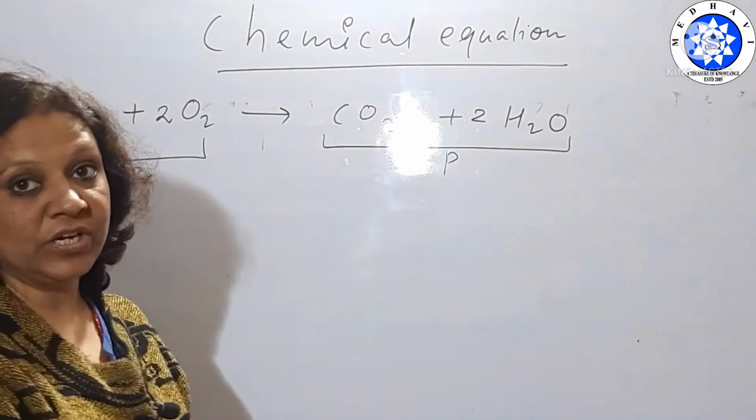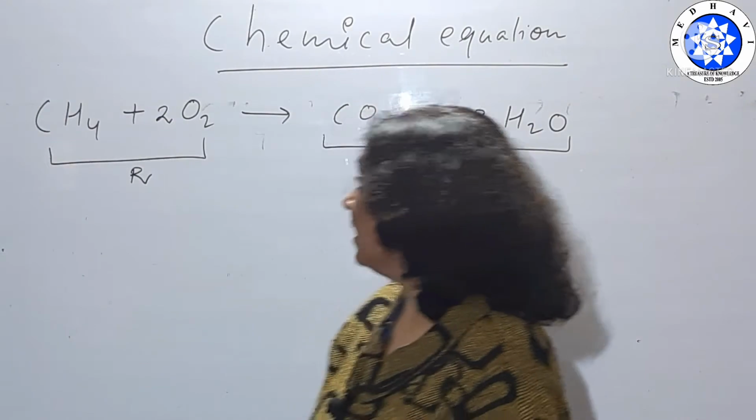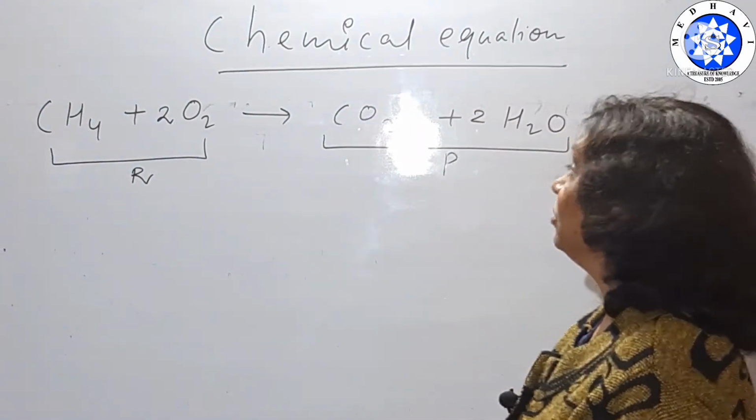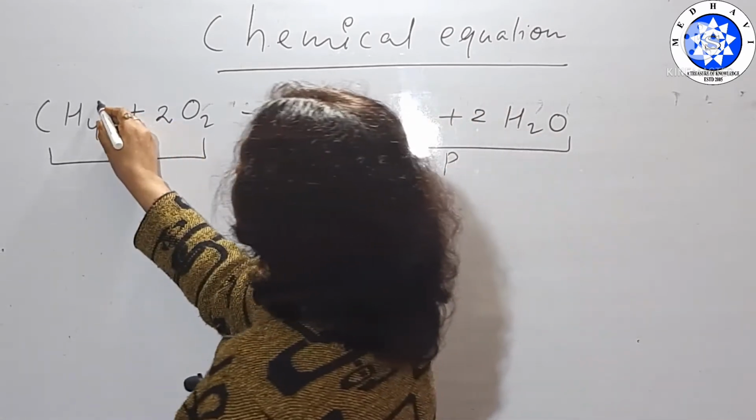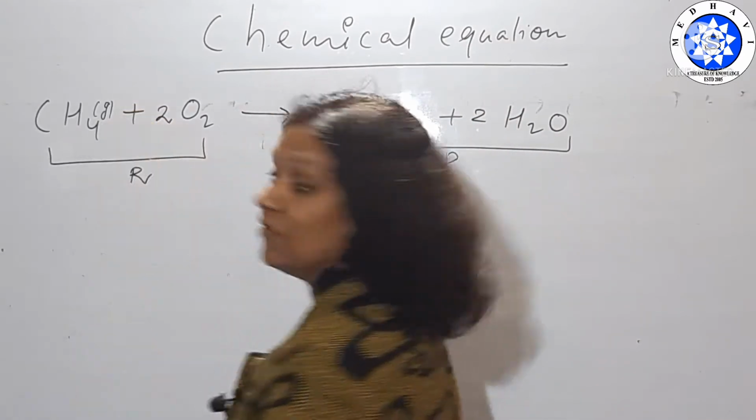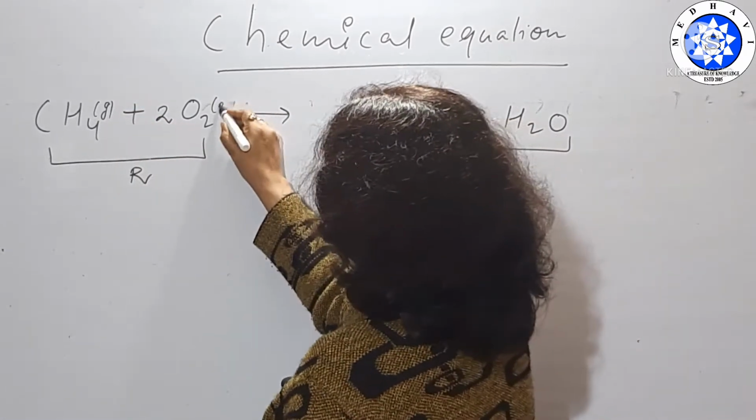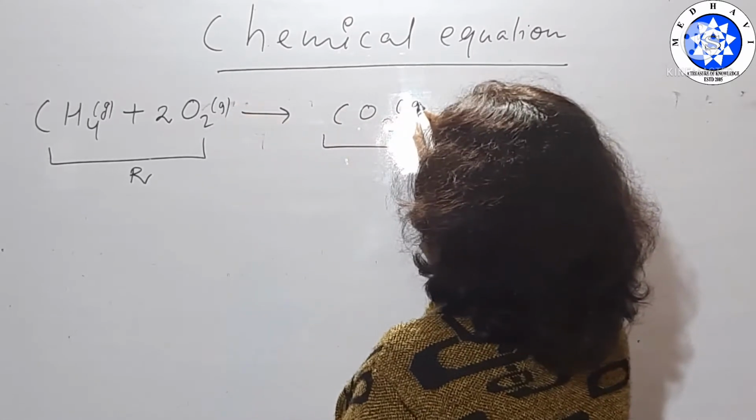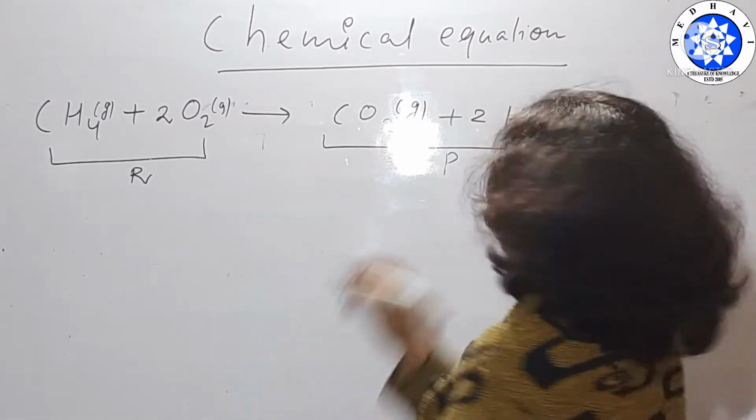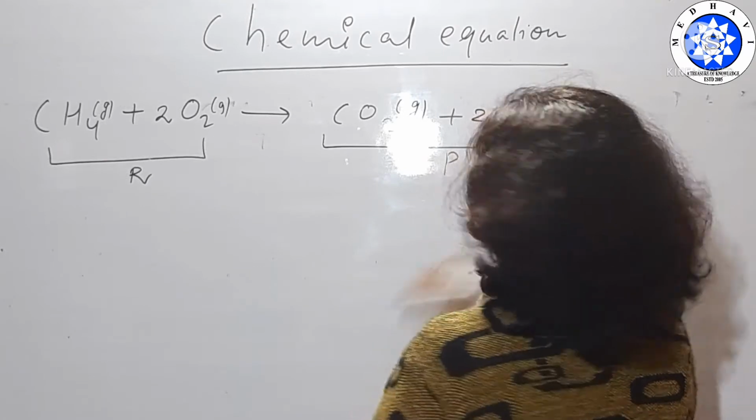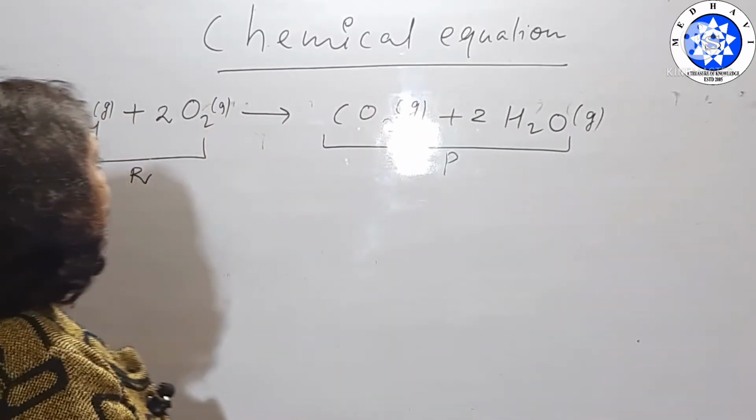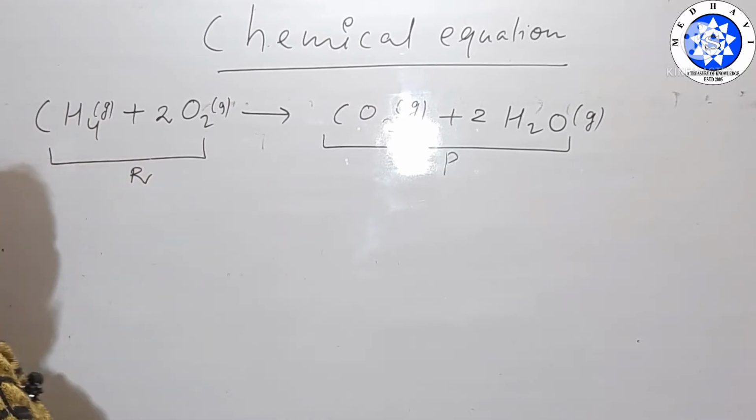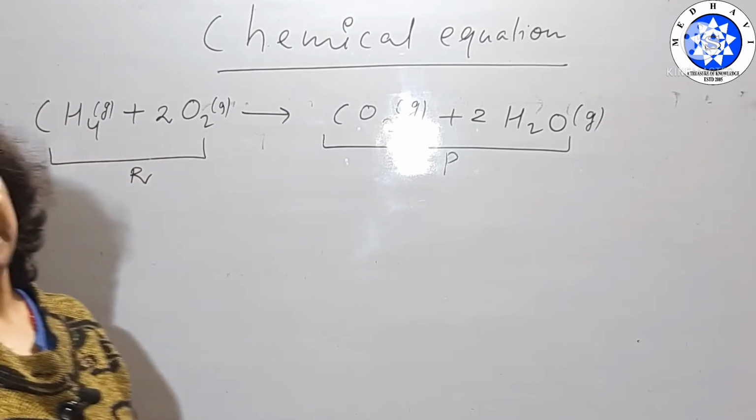In the given equation, methane and oxygen are reactants, whereas CO2 and water are products. We should also know their states: methane is present in the form of gas, oxygen is also a gas, carbon dioxide is a gas, and even water is present in the form of gas. Now, what information are we getting from this equation? Here, the coefficient is very important.